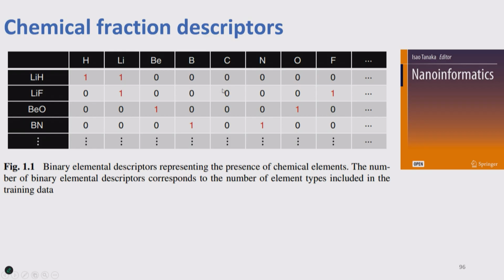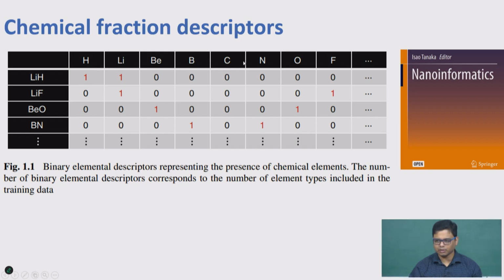Suppose your x-axis is the headers. The headers are the elements: hydrogen, lithium, and so on, up to whatever 100 numbers. So if it is lithium hydride, you will have a one in the hydrogen column and a one in the lithium column, but all others are 0, right? That's the fingerprint of lithium hydride chemistry. Similarly, we can do it for any compound, right? So this is called chemical fraction descriptors.